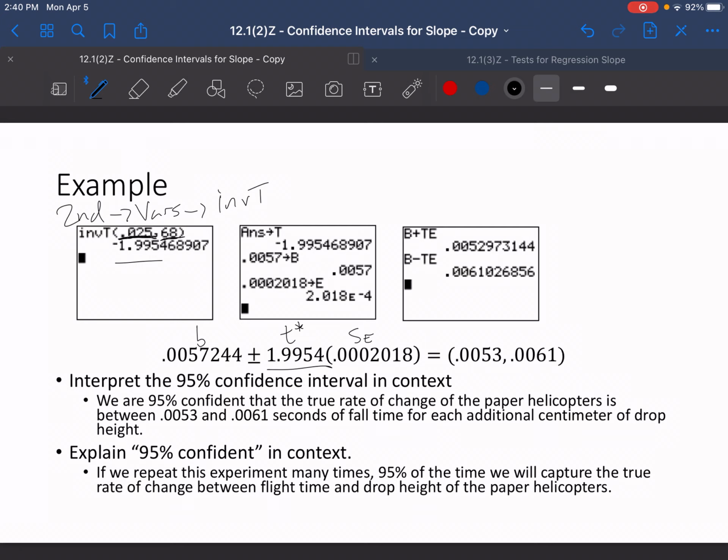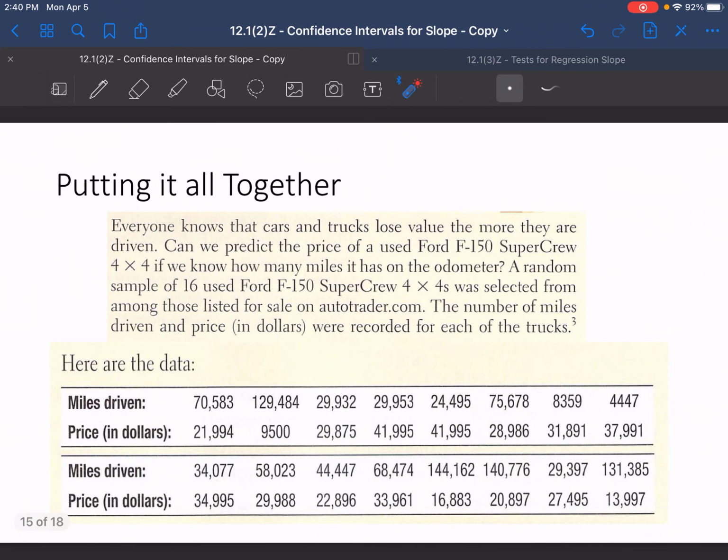If we were to explain 95% confident in context, we would say, if we repeat this experiment many times, 95% of the time, we will capture the true rate of change between flight time and drop height of the paper helicopter. So if we're asked to explain what 95% confidence means in context, then that's what we're going to do for that as well. Now let's look at another example real quick.